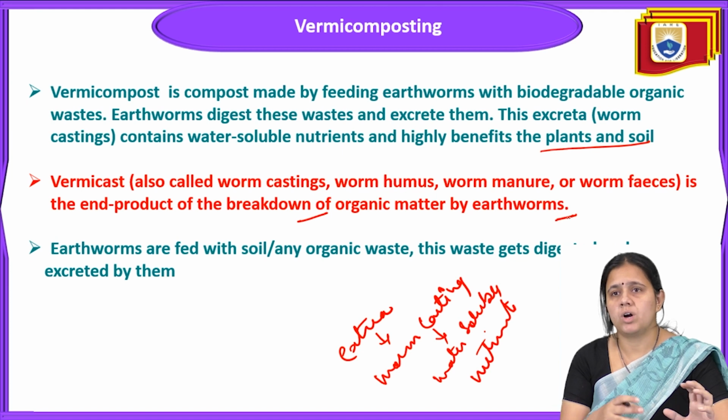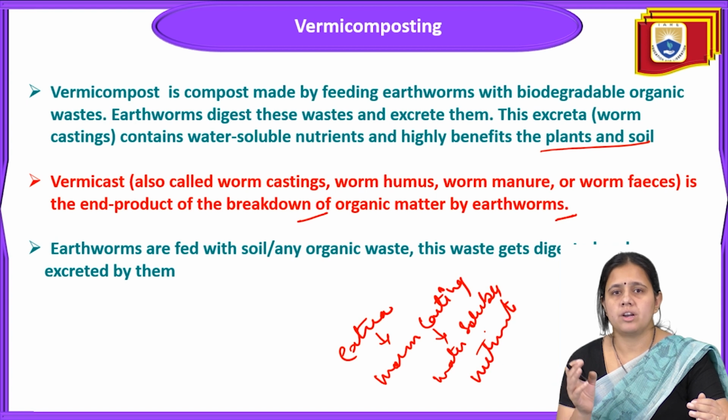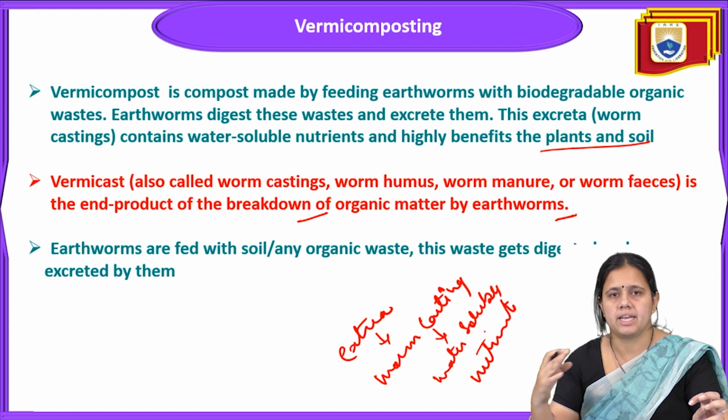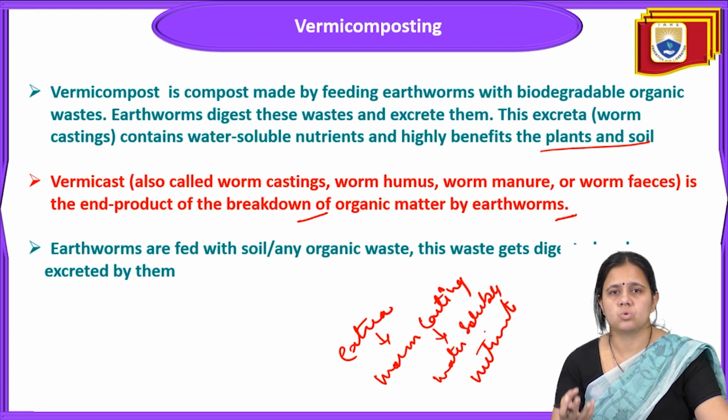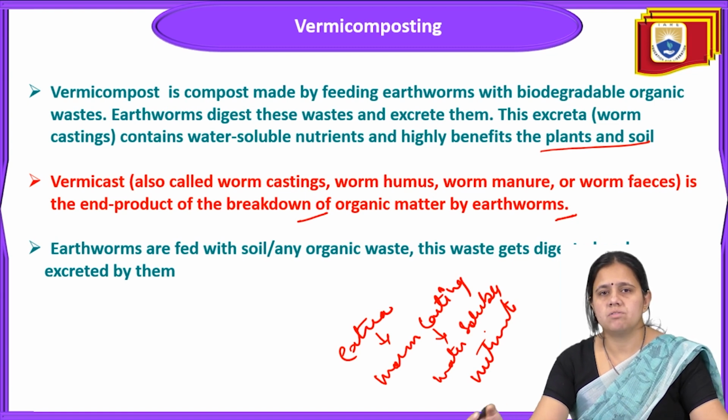So the earthworm breaks down the organic matter present in the solid waste, eats it, and excretes it in the form of excreta. That excreta is called vermicompost, and it is a highly nutrient rich substance that can be used in plants as a conditioner or as a manure in the soil. So vermicompost is a very useful material and an example of the conversion of waste into resource.